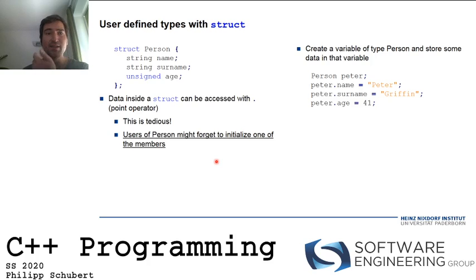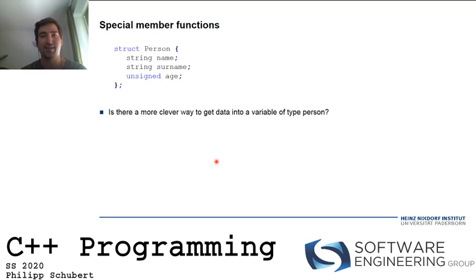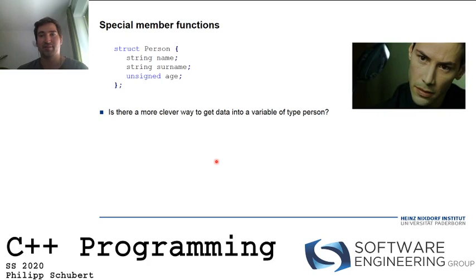So the question now is: is there a cleverer way to do that? And the answer is, of course, yes, there is. And how do you do it? You use so-called constructors. A constructor is used to construct a variable of a user-defined type. So let's have an example. Is there a more clever way to get data into a variable of type person? And the answer is yes.